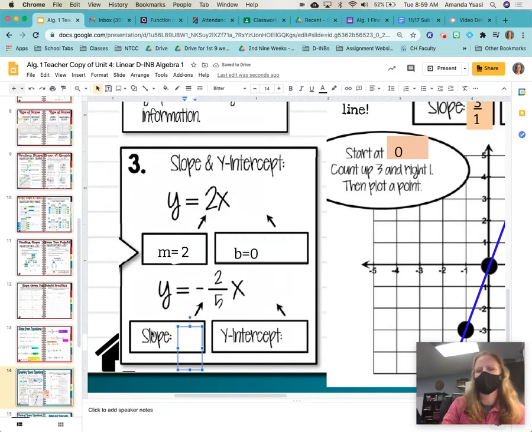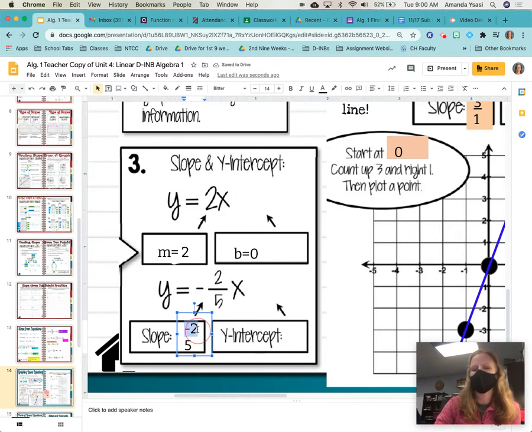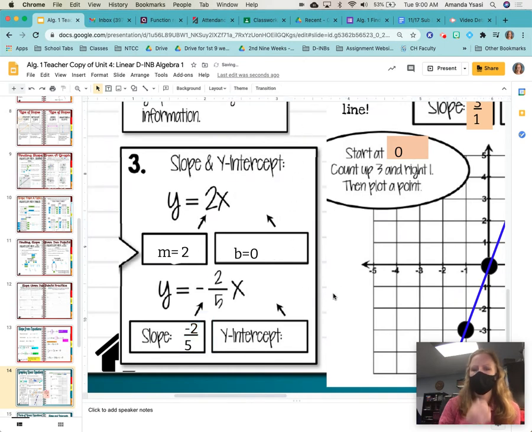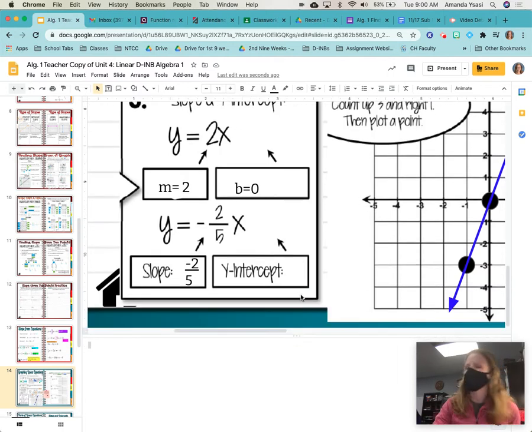Okay, then the next one says slope. Our slope is negative 2 over 5, so let's make it look like a negative 2 over 5. Move this up a little bit more. So I need to make it look like a fraction, I'm going to underline the negative 2. Make sure y'all can see that pretty good. And then the y-intercept, there's not one, so it's a 0.